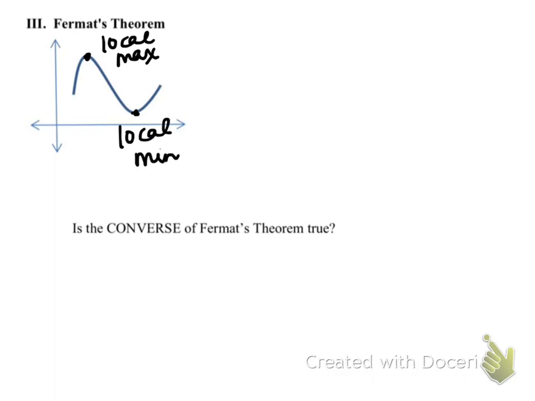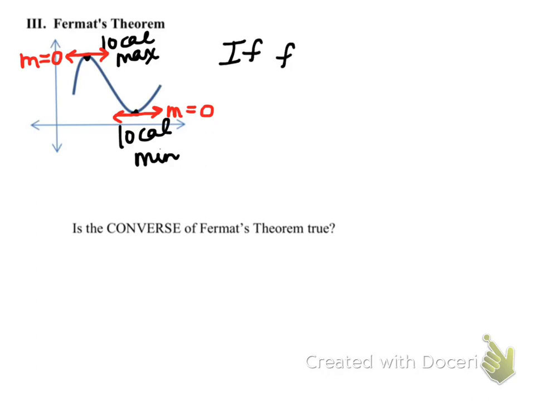It says if your function has a local max or a local min, and if the derivative exists, then you should know the value of the derivative at those points. So think about your tangent line. Notice that at the local maximum, if the derivative exists, then that tangent line is horizontal, so the slope must equal 0. And the same is true here at this local minimum. The tangent line would be horizontal, so the slope must equal 0 at both of those points.